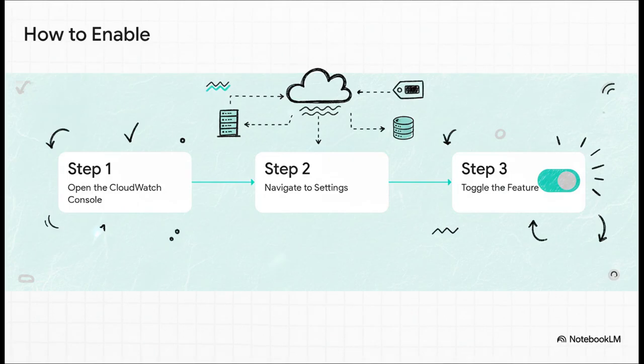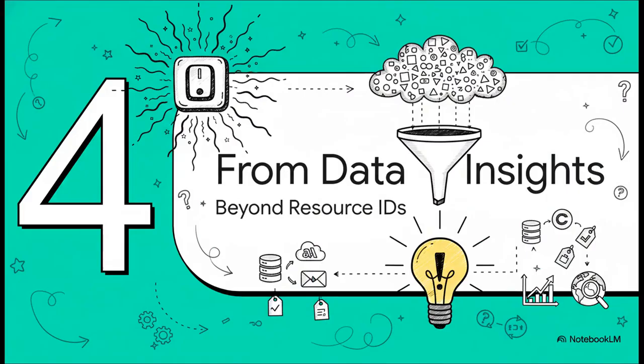And once those permissions are sorted, turning this on is literally a three-step process. You just go to the CloudWatch console, click on Settings, find the Resource Tags for Telemetry section, and flip the switch to on. That's it. It's honestly that easy. So once you flip that switch, this is where the magic really starts to happen. This is the moment you stop just collecting data and start getting real, actionable insights. The aha moment is when you realize you don't have to think in terms of those crazy resource IDs anymore.